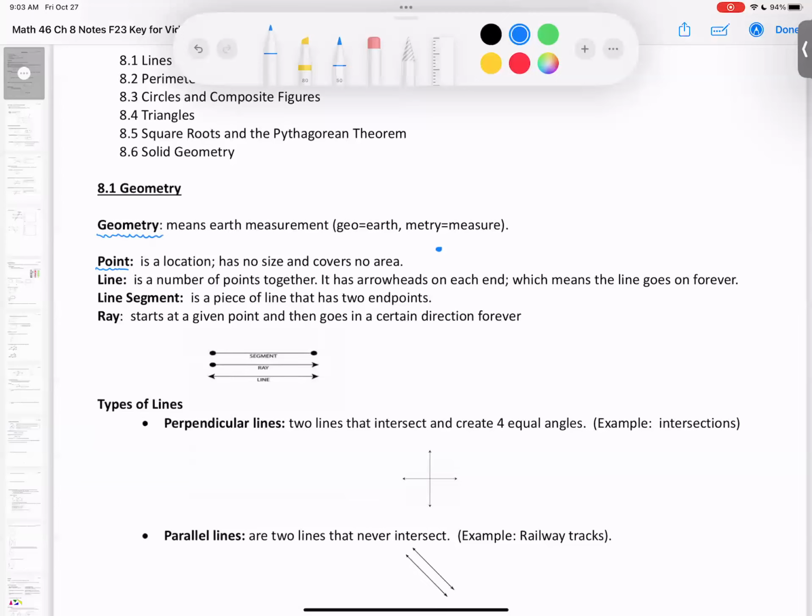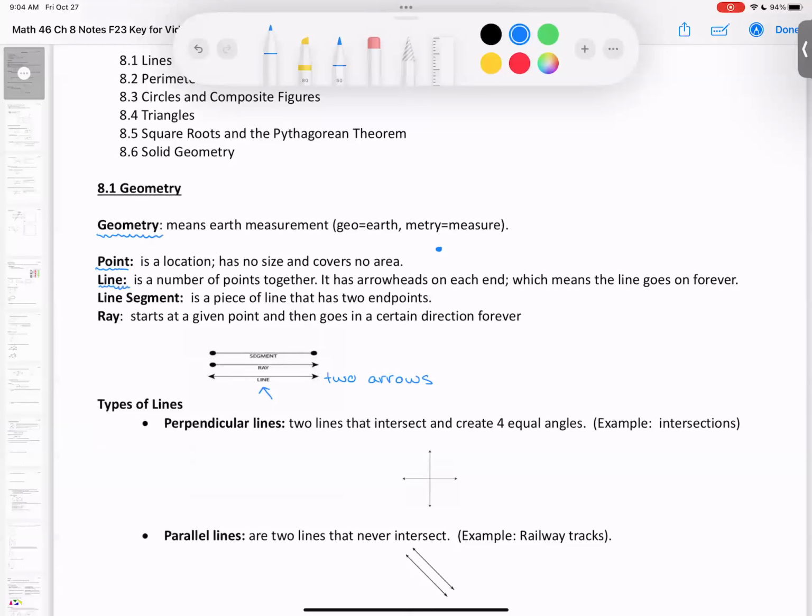Okay, a line is going to be a number of points put together. It has arrowheads on each end. So if you see down here, we've got a line. That means it goes on forever. So we have two arrows. And you can imagine this line going on forever to either end of this page and beyond.